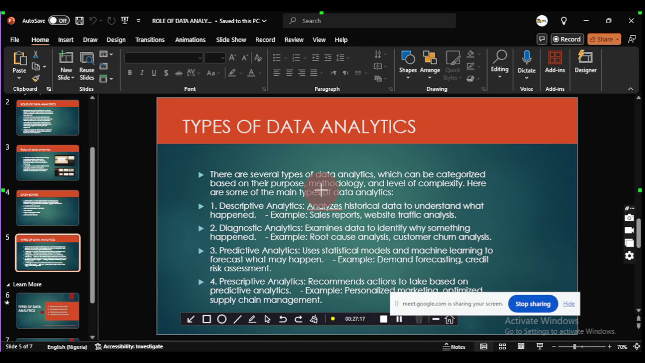So you can see, for the exact class, I want to show you. Like I said, this class is divided into three parts. The first one will be Microsoft Excel. The second one will be Microsoft Power BI, and the last one will be SQL.